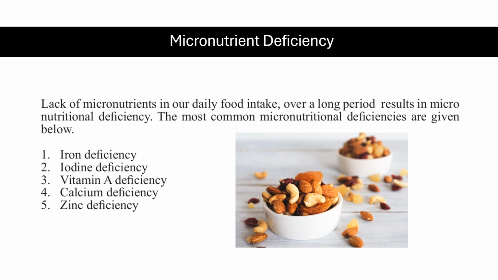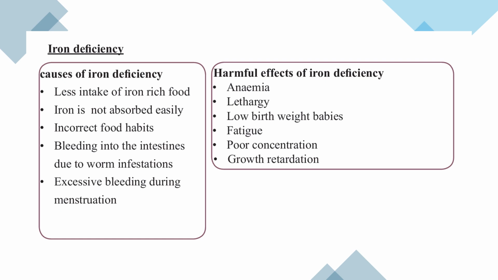So here are the most common micronutritional deficiencies. There are some other deficiencies as well, but we are going to talk about the common 5. There's iron deficiency, iodine deficiency, vitamin A deficiency, calcium deficiency, and zinc deficiency. Let's talk about each of these deficiencies in the next few slides. Okay, let's start off with iron deficiency, and we'll be talking about causes of iron deficiency.